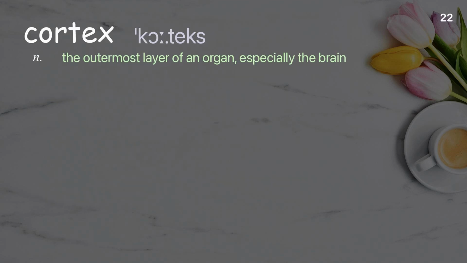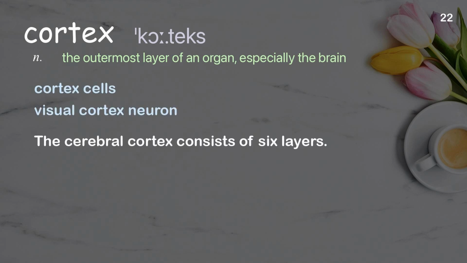Cortex. The outermost layer of an organ, especially the brain. Examples: Cortex cells, visual cortex neuron. The cerebral cortex consists of 6 layers.